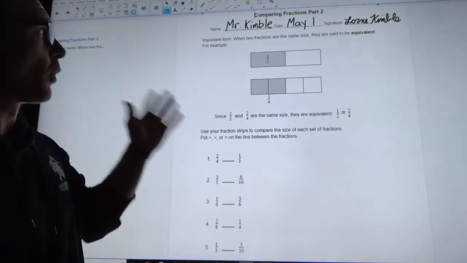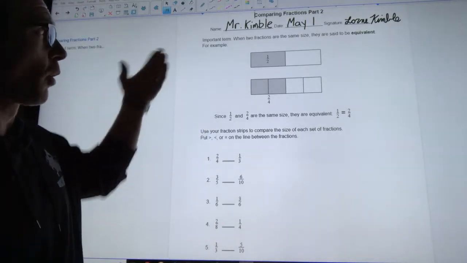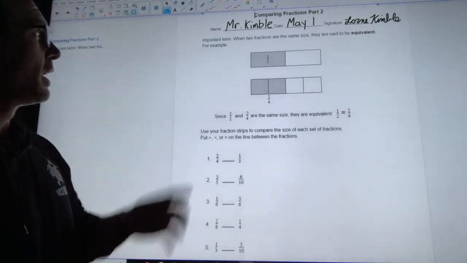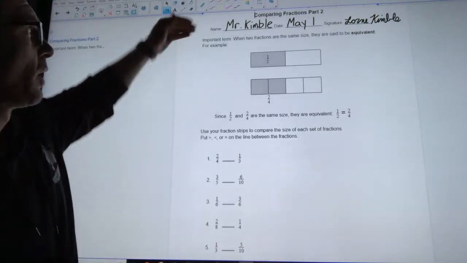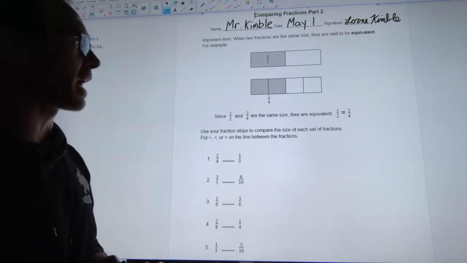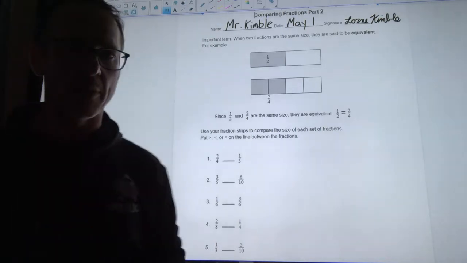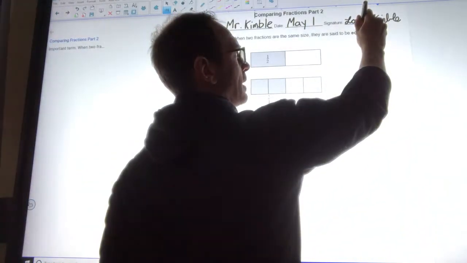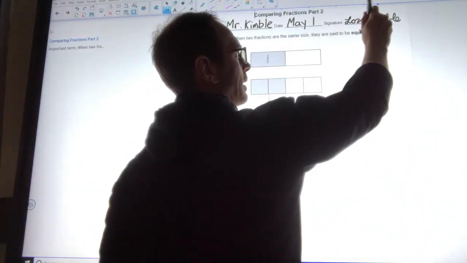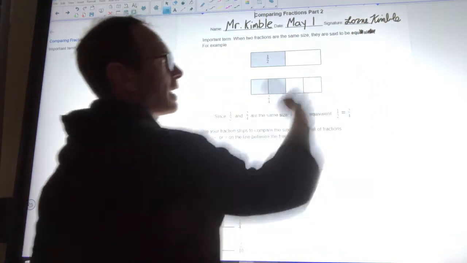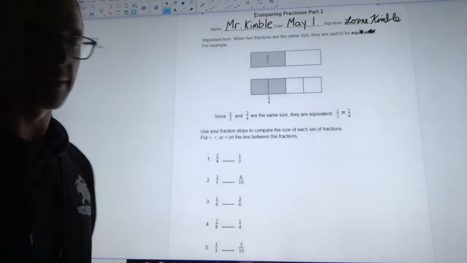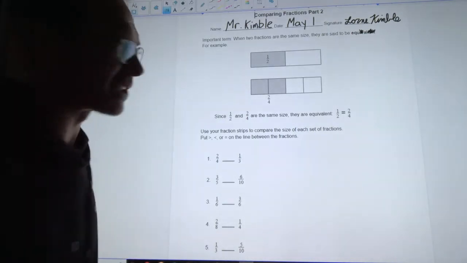So before we get started in the actual assignment, there's an important term that we haven't talked about yet in our fractions unit. The word is equivalent. When two fractions are the same size, they're said to be equivalent. Equivalent, if I take out the IV and the ENT, you'll see that the word that's left there is the word equal. That's what equivalent means. Equivalent means equal, means the same.